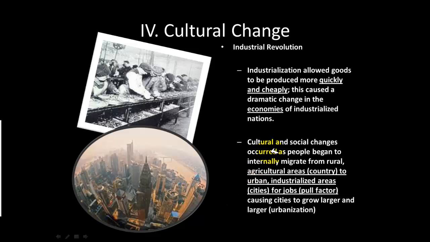So cultural and social changes began to occur as people moved. We talked about urbanization. As urbanization occurred, you started seeing cultural and social changes as people started moving away from the farms and into the cities to work in the factories. So they started moving from the agricultural areas to the urban industrialized areas. And so we started seeing the cities growing larger and larger during the Industrial Revolution. Before this time, the majority of people lived on farms. But during the Industrial Revolution, people moved away from the farms, and you started seeing the majority of populations of countries being in the cities instead of on the farms.